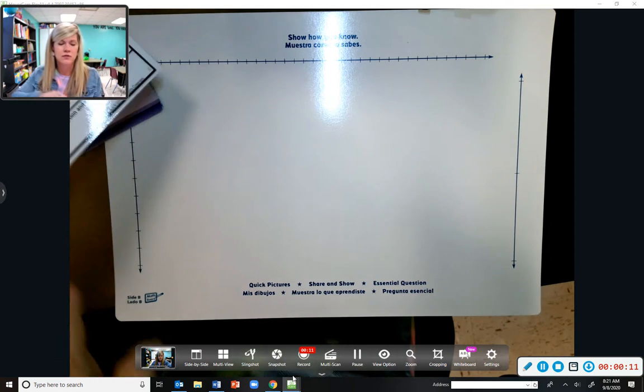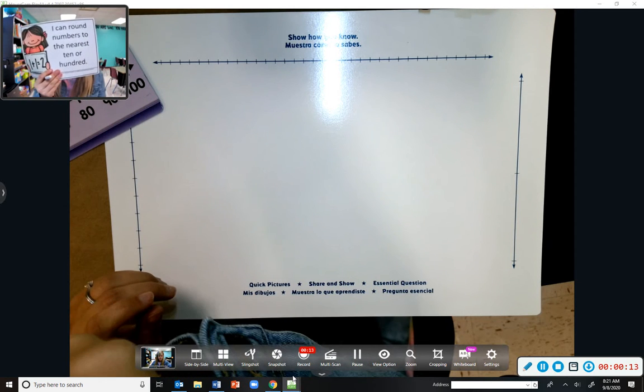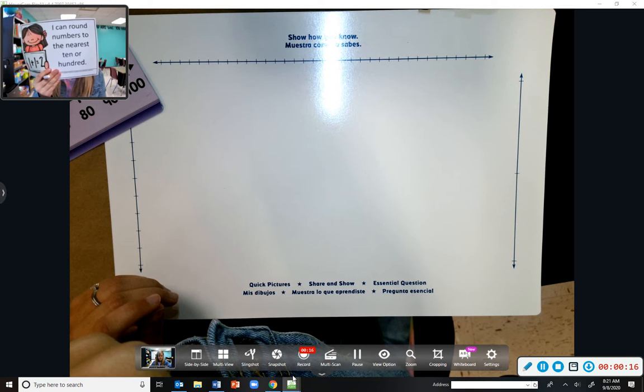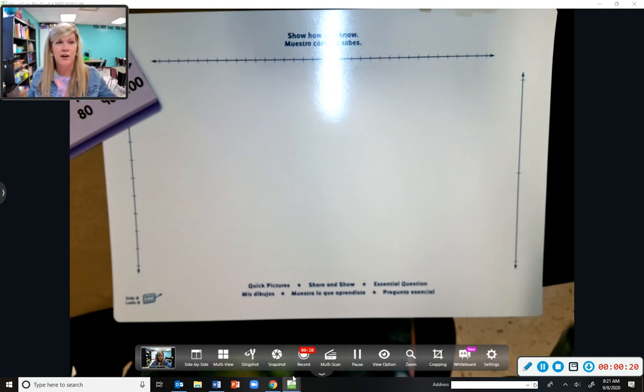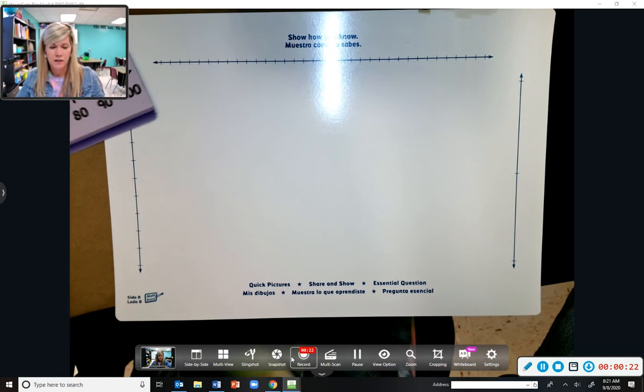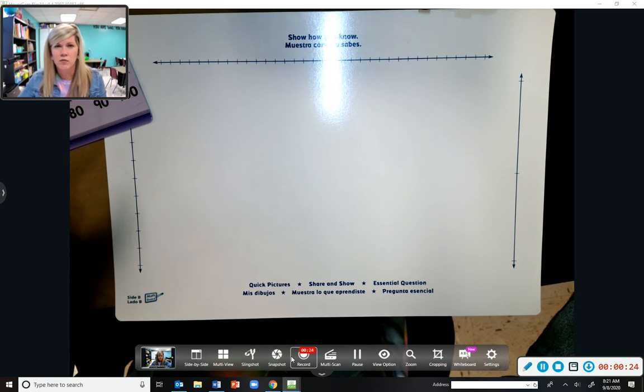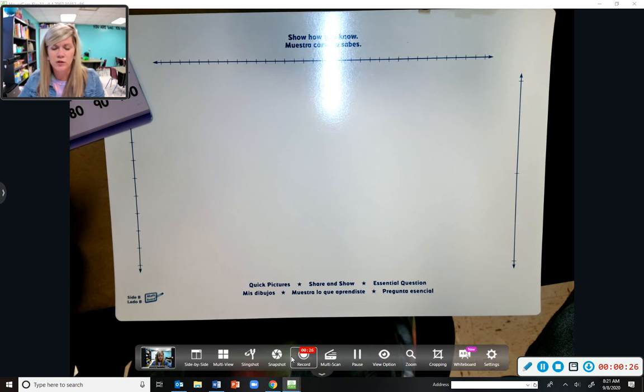Rounding numbers. So this is your goal for today. I can round numbers to the nearest 10 or 100. Today, we're just going to be talking about how to round to the nearest 10. And some real-life examples of why you would use this or when you would use this.